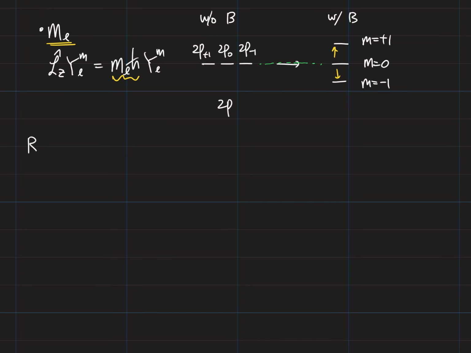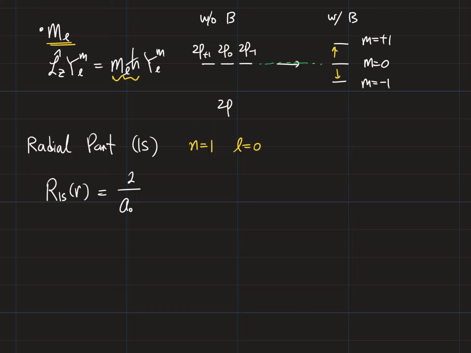And let's write down the radial part of the 1s orbital. So you can just look up some chemical textbook. All you have to do is find the wave function for n equal 1 and l equal to 0. And you will find that it is given as 2 over a0 to the 3/2 times exponential minus r over a0.